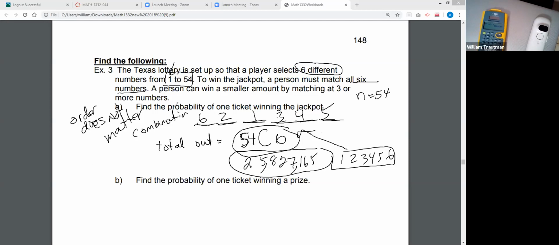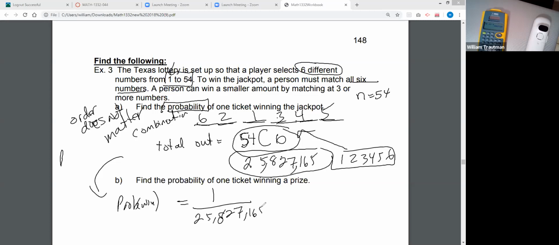So we want to find the probability this time, not just the number of outcomes. Remember, I'm going to put it down here: the probability of winning. There's only going to be one winning ticket with those numbers out of 25,827,165. So there's only one winning combination out of 25 million.